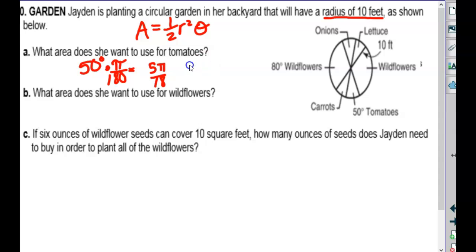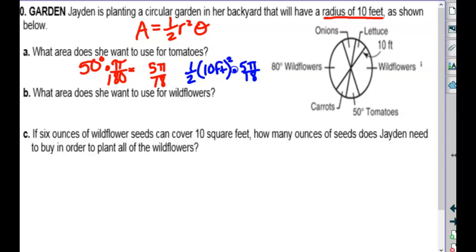So for finding the area, we're going to have 1/2 or 0.5 times the radius of 10 feet squared times 5 pi over 18. So type that all in. Can you guys even see? I just think he's not that tall. Certainly did not mean to leave it right there.